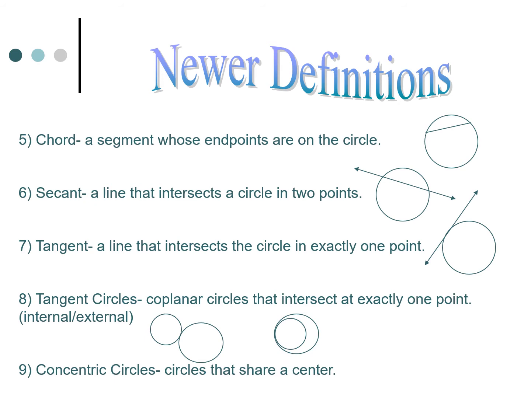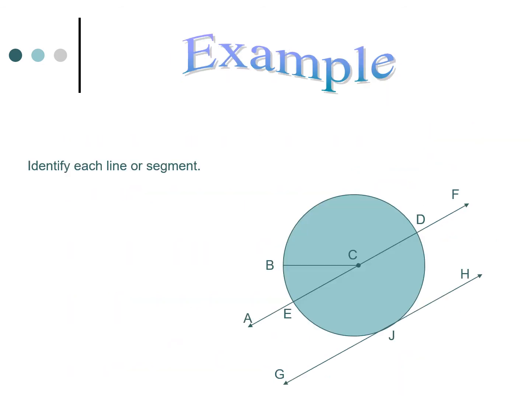Concentric circles are circles that share the same center, like this. Otherwise known as a bullseye. Let's do an example. Go ahead and study that picture for a little bit. Now we're going to identify each line or segment.